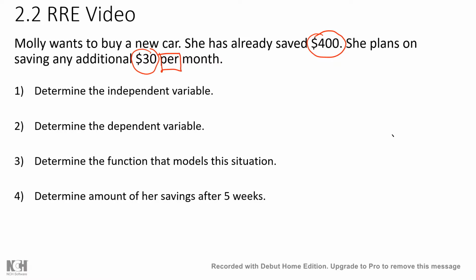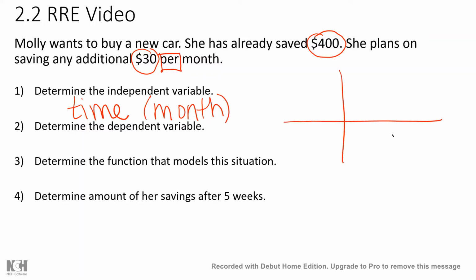Okay, the first question says, determine the independent variable. So I know just from previous questions that we've done and previous conversations we've had about independent variables, these are the things that we can control. In this case, it's going to end up being time, because Molly gets to decide how much time she is going to be saving this money. Okay, time, and I'm also going to put in months. Now, if we're going to graph this, we know that the independent variable is going to go on the x-axis. I'm just going to label that x-axis as time.